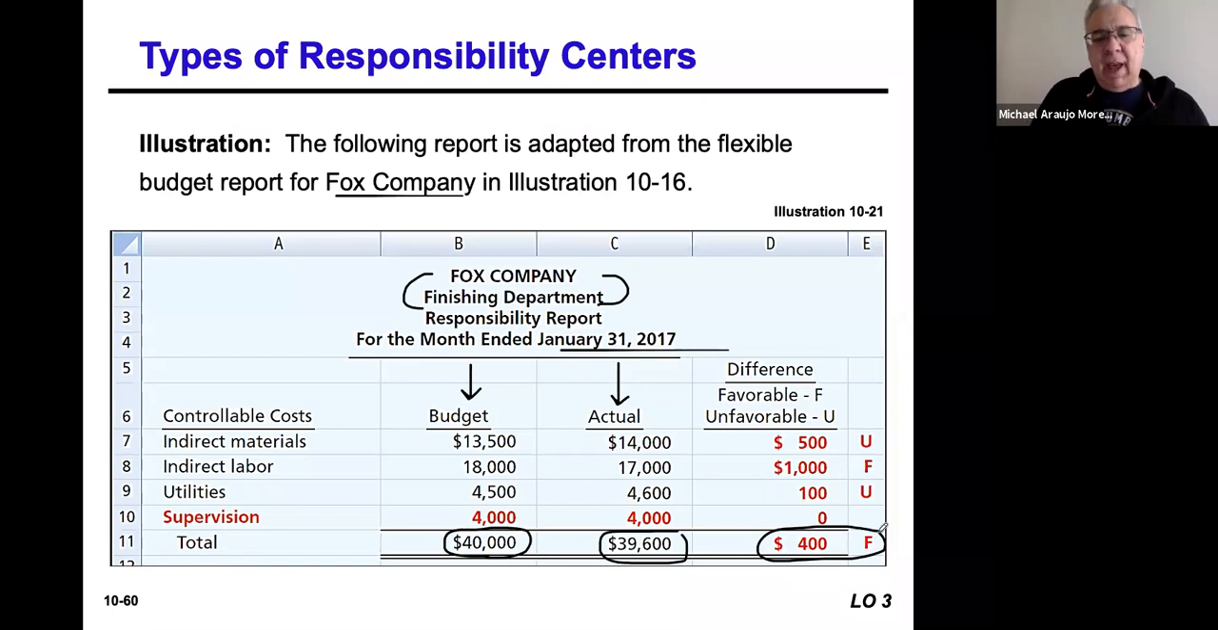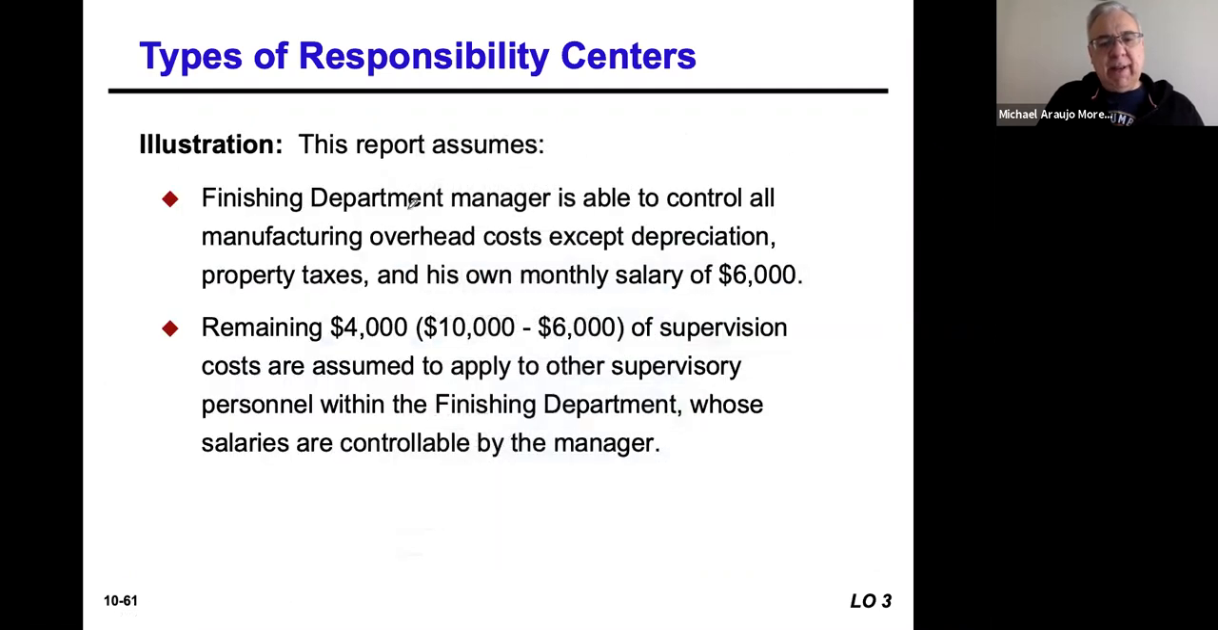That's favorable, and so this would reflect good on the manager, particularly in the area that gave them the biggest benefit, which is indirect. They saved a lot more money in indirect labor creating that. So this report would be assuming that the finishing department manager can control all of the costs. The only exception to that would be the fixed costs that were provided, such as depreciation, property taxes, and his or her own salary for the month.